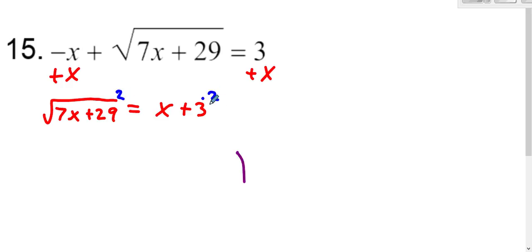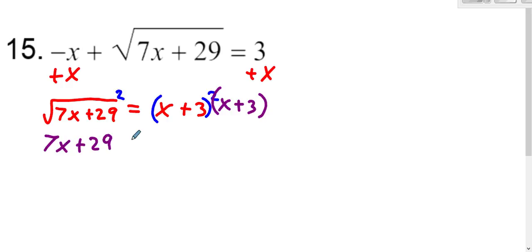root. When you do that, you have to FOIL out the x plus 3. So I will write it twice. So square root squared cancels out. You get 7x plus 29. And then we have to multiply this out.